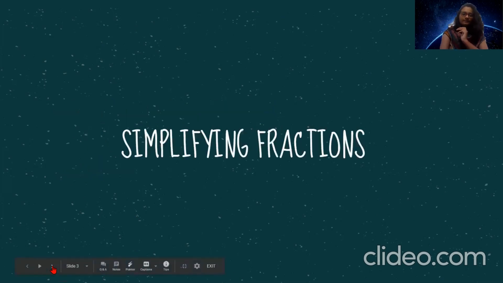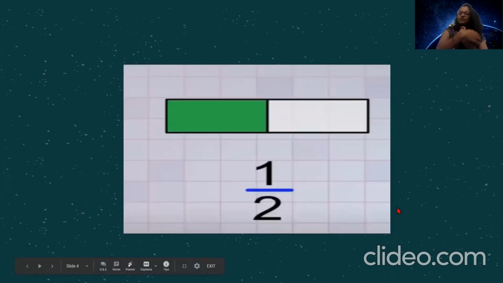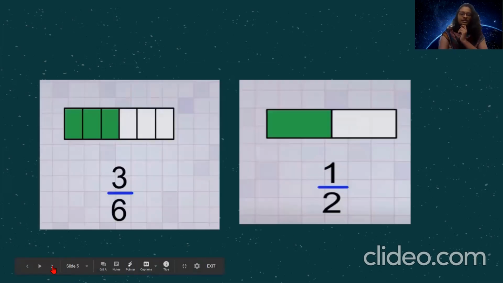Now today I'm going to teach you how to simplify fractions. Okay ma'am, what is simplifying fractions, we are going to learn that. Now guys, you know this. Think this is a chocolate bar. And the chocolate bar is split in half. If I take the green part, what is my fraction? 1/2. Everyone knows this.